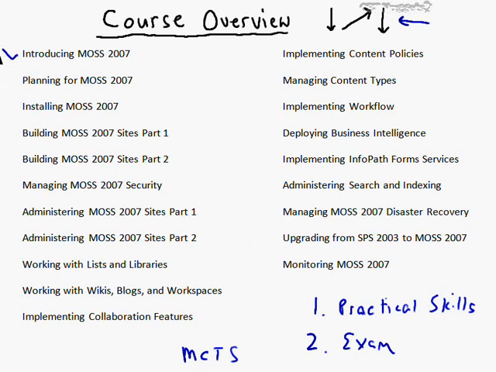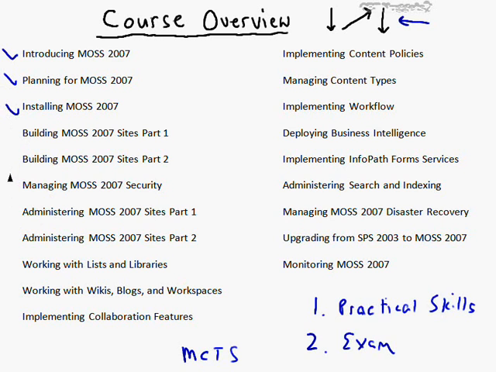First, we're going to introduce the product. We're going to take care of some common misconceptions and confusions regarding SharePoint Server and its relationship to SharePoint services. Planning is critical for any deployment of MOS, so we'll devote an entire nugget to planning and architectural issues. Installing MOS, again, if you're not planning correctly and you don't know the ramifications of making each choice during installation, you can really get hosed by the end of the day.